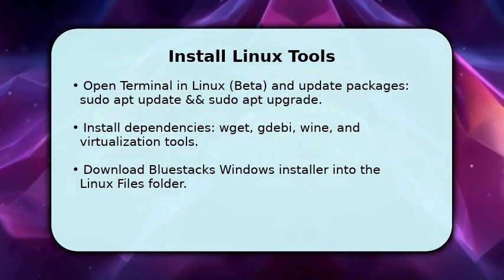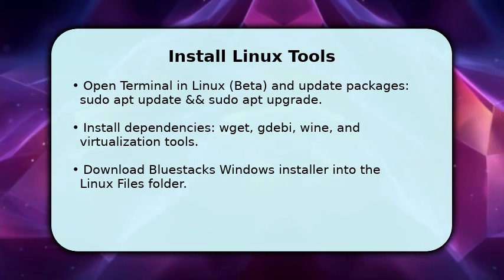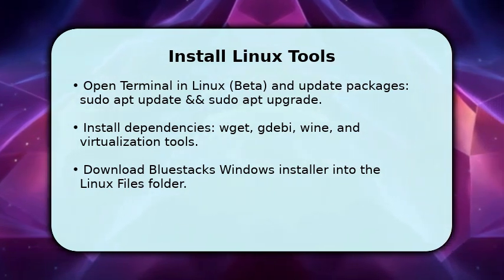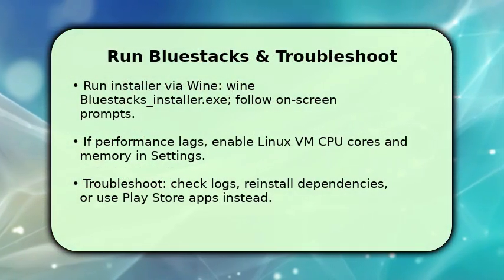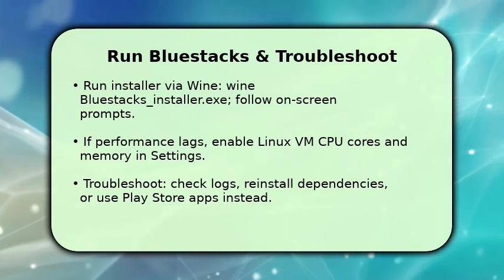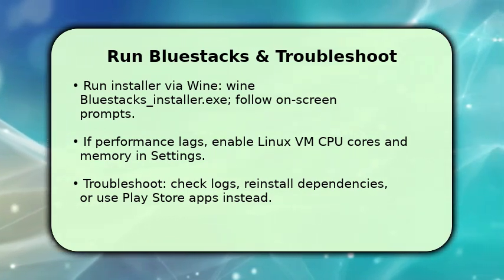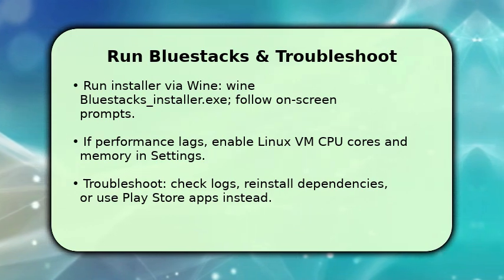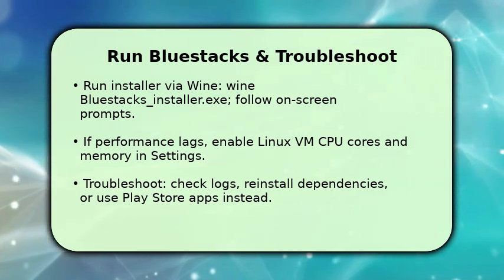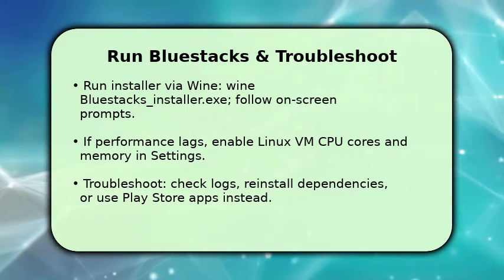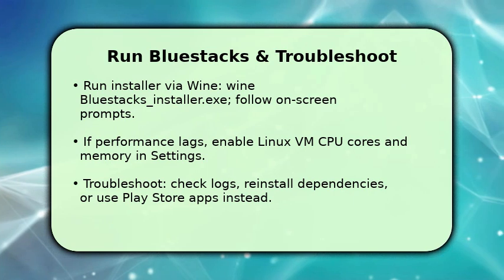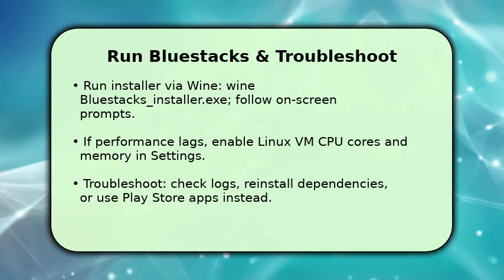You execute the installer with wine BluestacksInstaller.exe and follow the guided steps. Wine maps Windows calls into Linux so the emulator can install. Once installed, allocate more CPU cores and RAM to the Linux container in Chrome OS settings to improve performance and restart the container. If Bluestacks fails to launch, inspect the wine log for missing DLLs and reinstall dependencies.